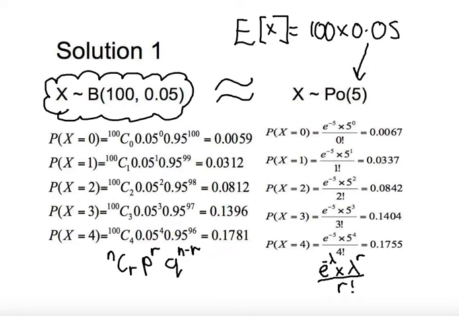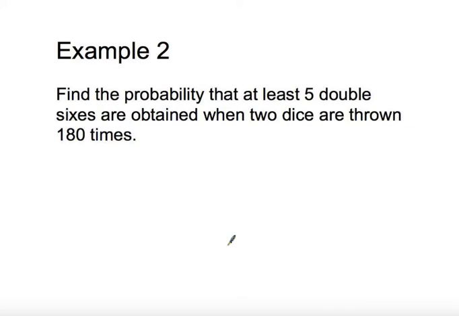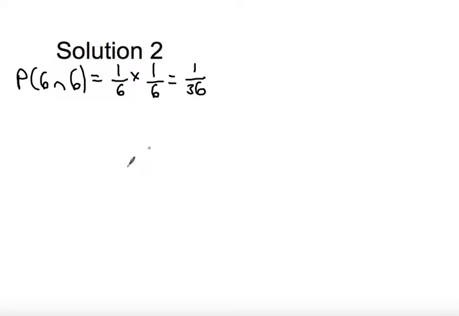Okay, so let's have a look at a different example. Find the probability that at least 5 double sixes are obtained when 2 dice are thrown 180 times. So, we need to start this question off. First of all, the probability of a 6 and a 6 when rolling two dice. These are independent events, so I can just work this out by multiplying the probability of a 6 times the probability of a 6, which is 1 over 36.